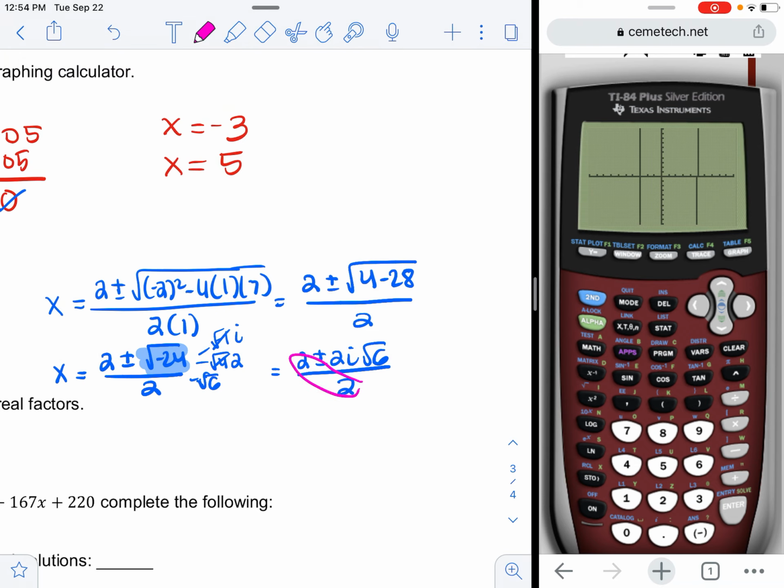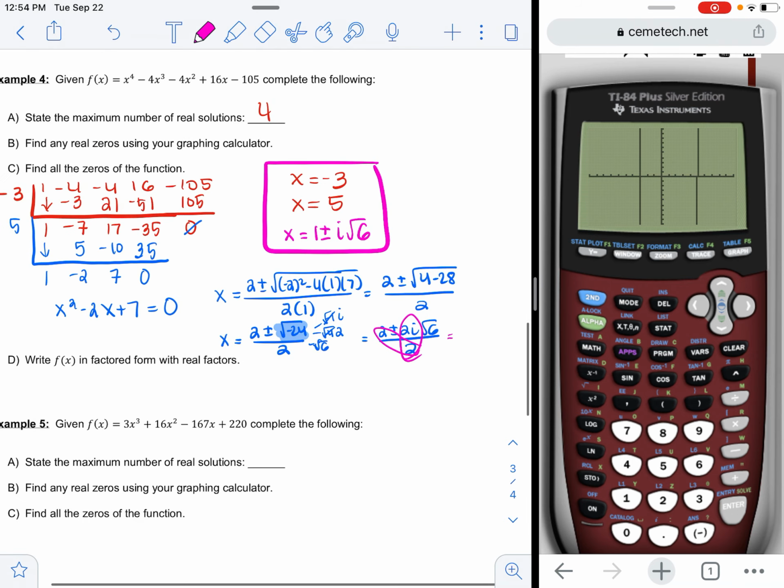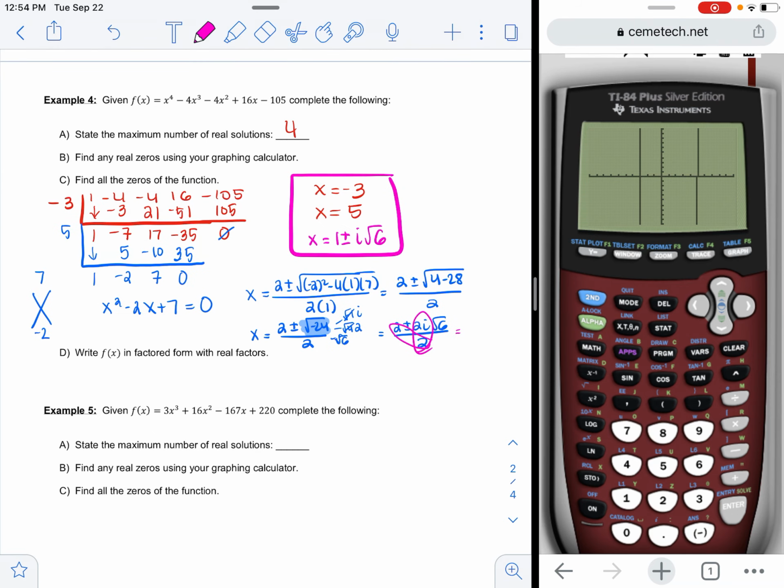And then last but not least, both of those are divisible by 2. So I have to divide this by 2. That's 1. So I have x equals 1 plus or minus, divide this by 2, that's i root 6. So there are my 4 answers. 2 are real, 2 are imaginary.